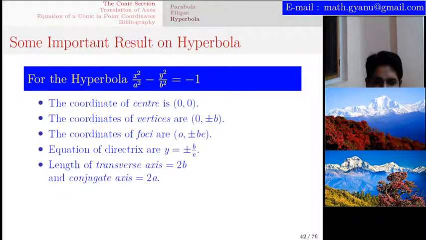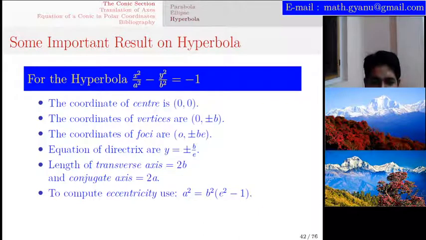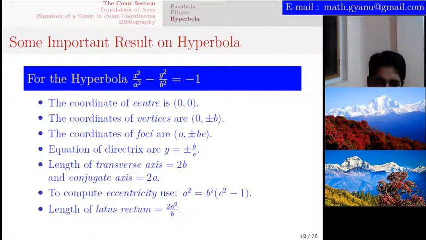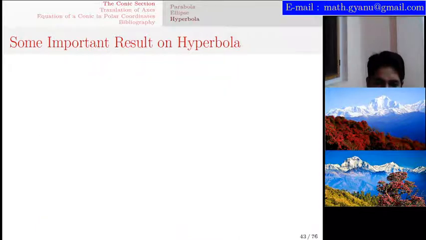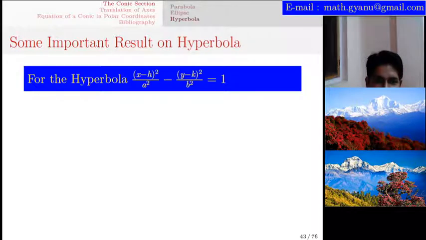The length of the transverse axis is 2 times b, and the conjugate axis is 2 times a. To compute eccentricity, use a square equal to b square times e square minus 1. The length of the latus rectum equals 2a square divided by b. Now, another form of hyperbola will be x minus h whole square by a square minus y minus k whole square by b square equal to 1.